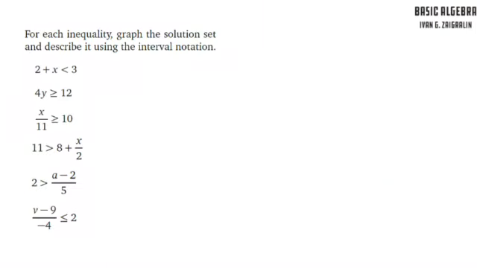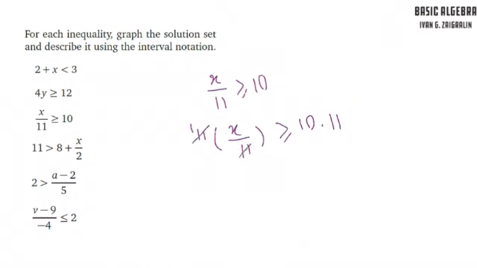The next inequality is x over 11 is greater than or equal to 10, and for this inequality we can multiply each side by 11, so 11 times x over 11 is greater than or equal to 10 times 11, so this is 1 and this is 1, and x is greater than or equal to 110.